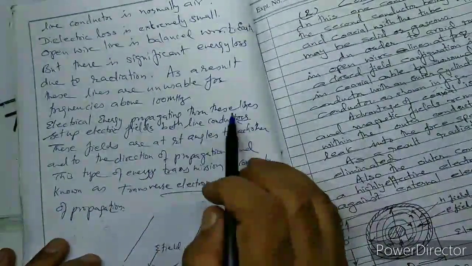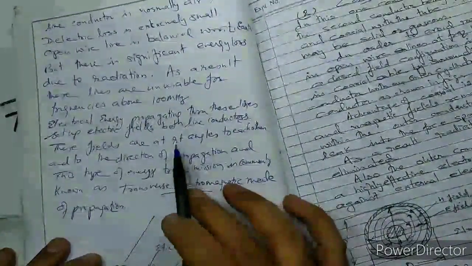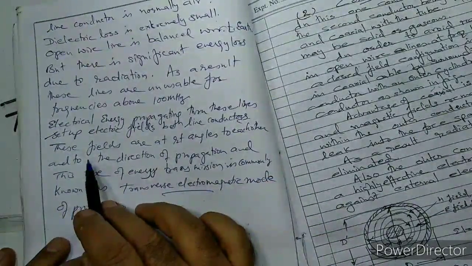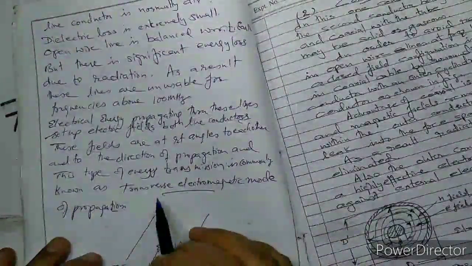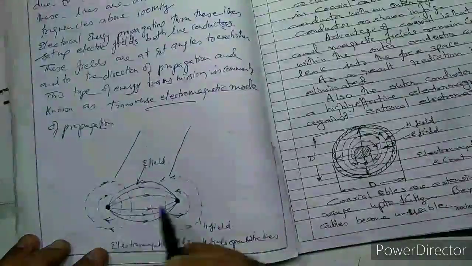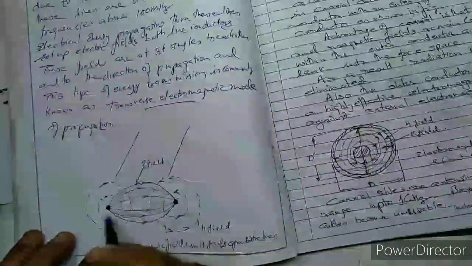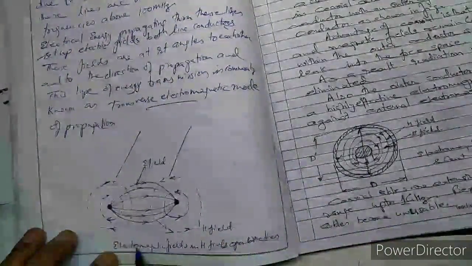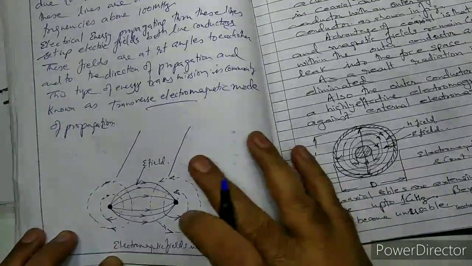Electrical energy propagating through these lines sets up electric and magnetic fields between the line conductors. These fields are at right angles to each other and to the direction of propagation. This type of energy transmission is commonly known as transverse electromagnetic mode of propagation. So these are the two parallel conductors running through the transmission line, and this is the electric field which is formed between the two conductors. This is the magnetic H field in an open wire line.